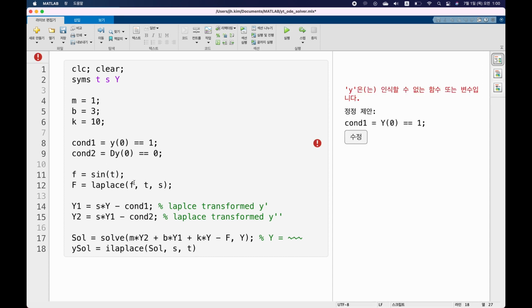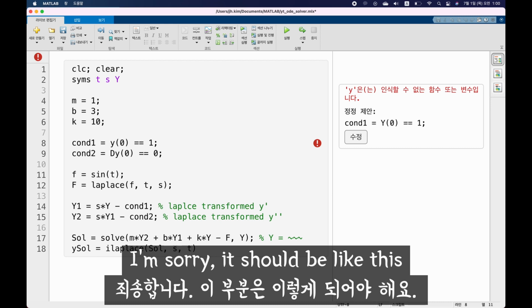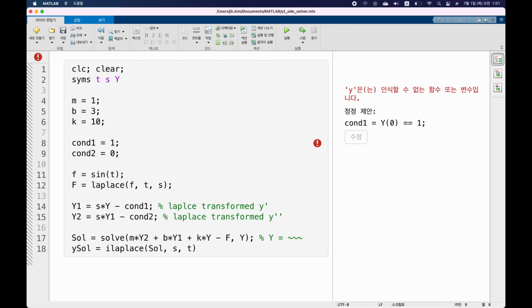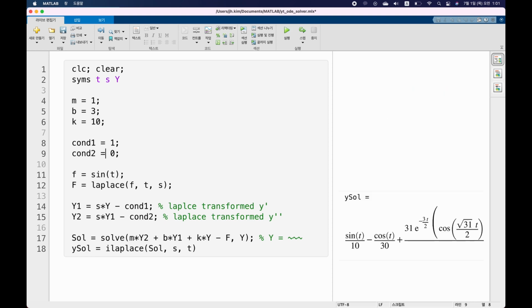Oh, I'm sorry. So this is not like this, it should be like this. I'm sorry. And then okay, then execute. Then you can find like this.